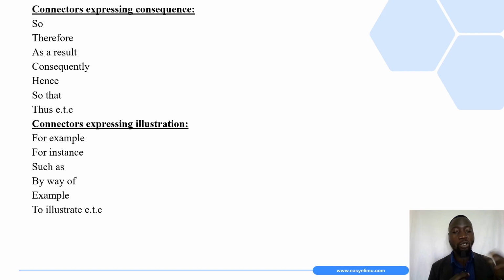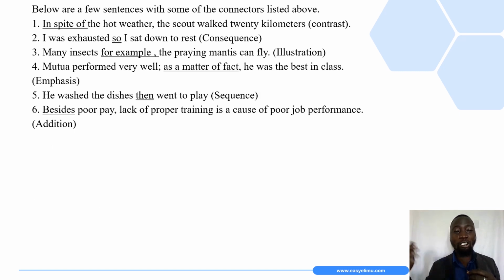What is interesting is that throughout the session, I've also used some of those connectors unknowingly, because you cannot know what you say. Okay, you can know what you say, but the audience understands better what you say. Below are a few sentences with some of the connectors that we have identified or listed in our previous slides.